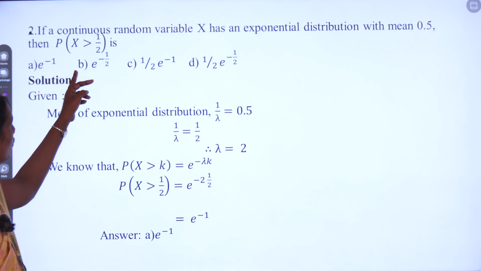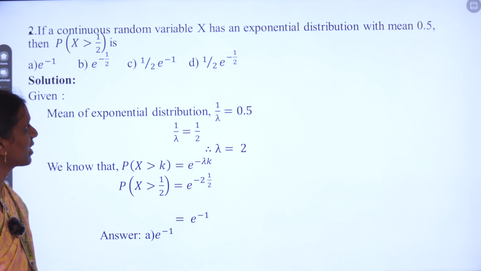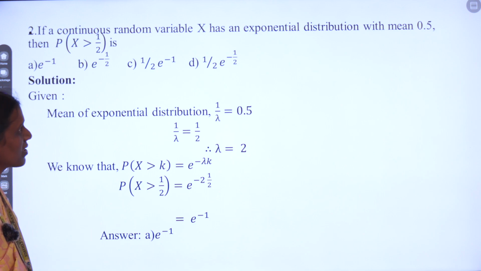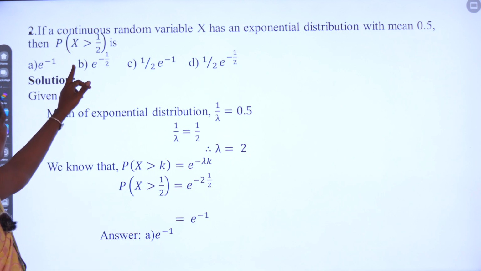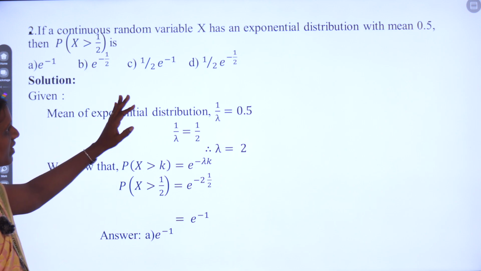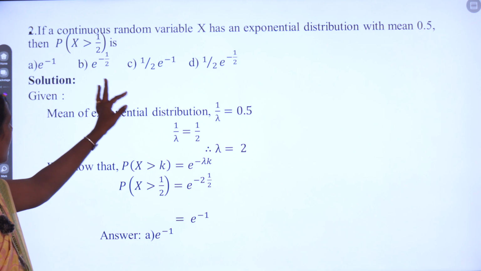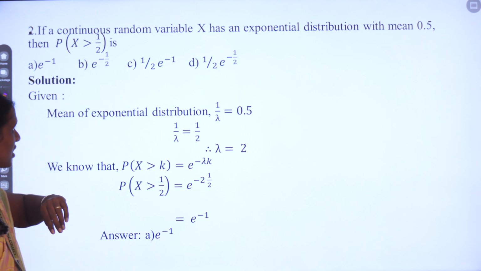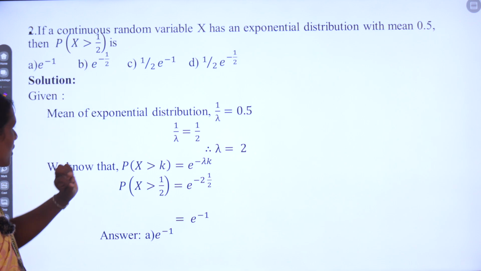Now problem number 2: if a continuous random variable capital X has an exponential distribution with mean 0.5, then the probability of x greater than 1 by 2 is. So in this problem, the mean is given to be 0.5 and we were asked to find the probability. And we were given 4 options.